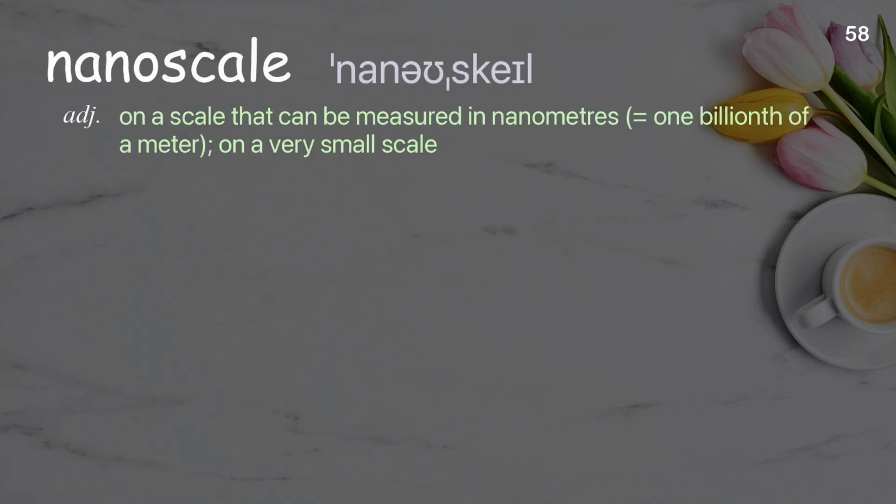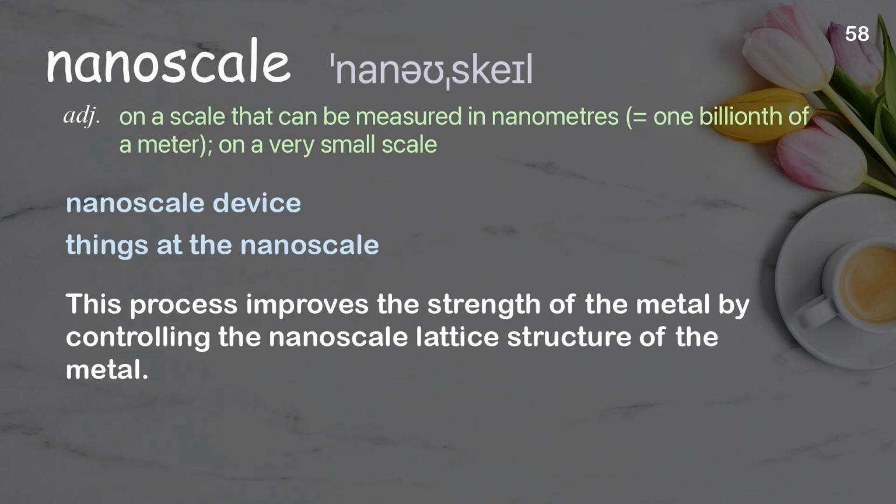Nanoscale. On a scale that can be measured in nanometers, equals 1/1,000,000th of a meter; on a very small scale. Examples. Nanoscale device. Things at the nanoscale. This process improves the strength of the metal by controlling the nanoscale lattice structure of the metal.